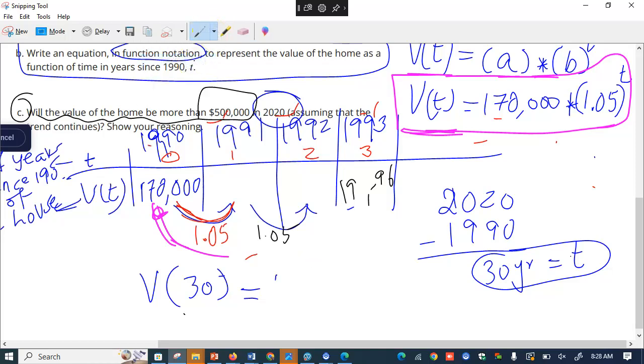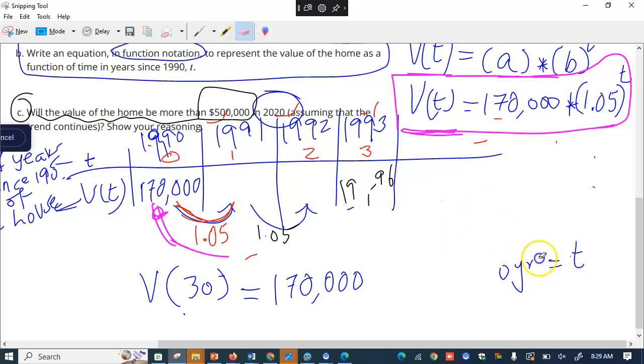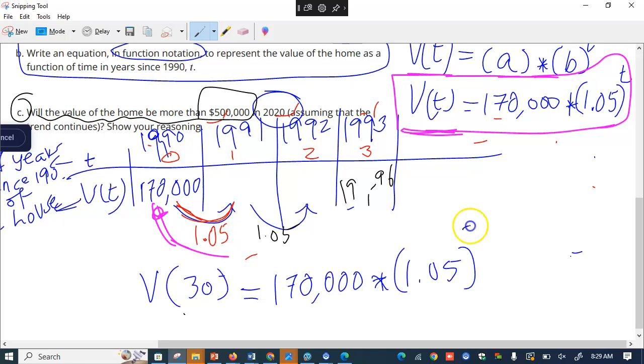So it is 170,000. Okay, that's the value of the home in the year 1990. And now you need to multiply the scale factor. How many times do we multiply the scale factor? So this has to be multiplied by 1.05 raised to 30. So you're multiplying that 1.05 thirty times. I hope everybody is understanding and really trying to grasp what I'm saying.